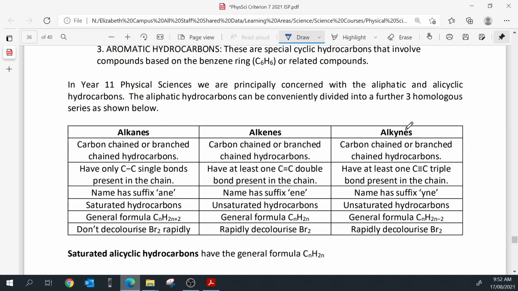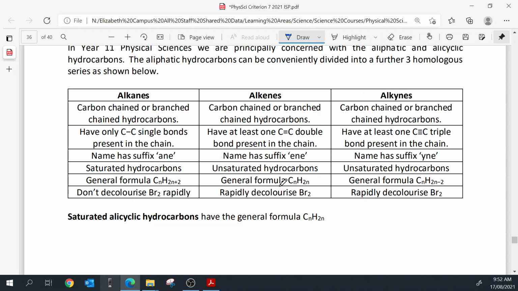alkanes, alkenes, and alkynes, so it's worth having a read over this as well. These are carbon chain or branched chain hydrocarbons, same thing here and same thing here. They have only single bonds, double bonds, or triple bonds. The name has an ane in it, an ene at the end, and an yne at the end. These are saturated hydrocarbons, and these ones are unsaturated hydrocarbons. We have the formula here that is on your formula sheet, and these ones don't decolorize bromine rapidly, and these two do. So that's a nice little table for you there.